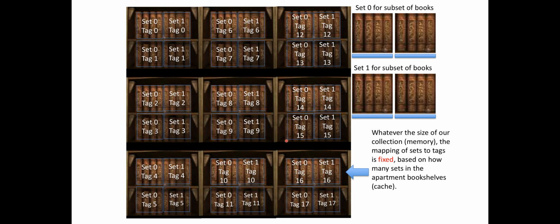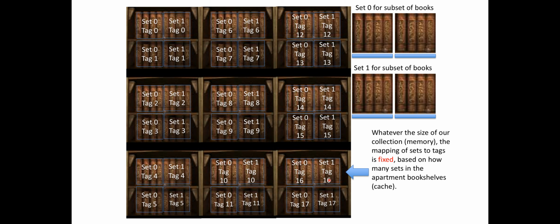And so maybe we're going to actually want to look at more books in the collection. We've expanded our research, if you will. And when we do that, the mapping changes. We still have the same set 0 and set 1 you see here, but now we go through and get down to the original tags we had, and then we start with new tag numbers for the rest of the memory that we're going to access.